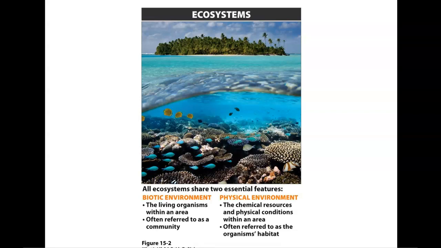So with these two different essential elements, you have what's known as the biotic environment. It's going to consist of all the living organisms within an area, and it's often going to be referred to as a community. The abiotic environment is often going to be referred to as an organism's habitat. So this is going to be the non-living part. Biotic's the living part. With the non-living part, or abiotic environment, it's going to consist of two components as well. It's got chemical resources of things like soil, water, and air.